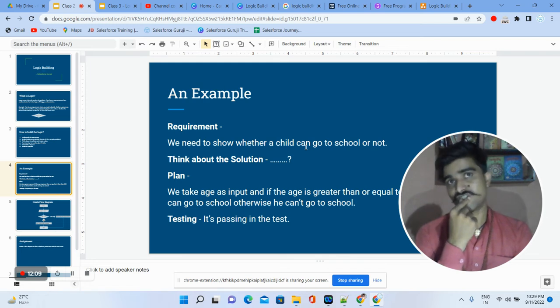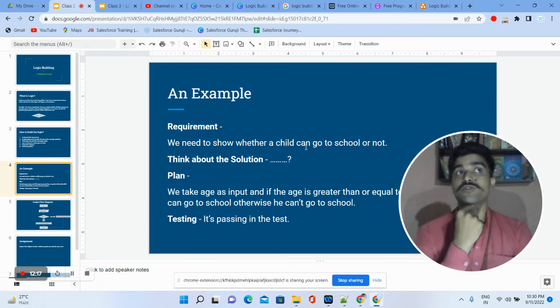Suppose our child is 2 years old. No, we can't send him. Definitely, school will not accept it. Suppose our child is 4 years old. They will accept it. But his age should be greater than or equal to 3. Then if the age is 5 years old, then also you can go.